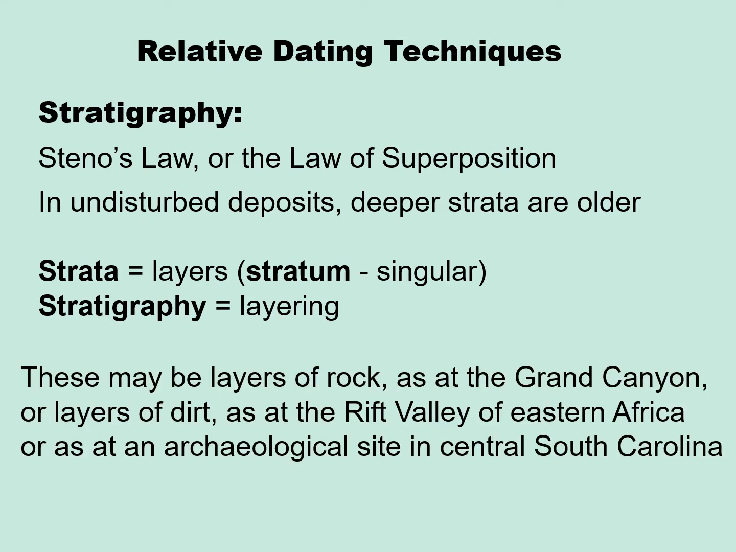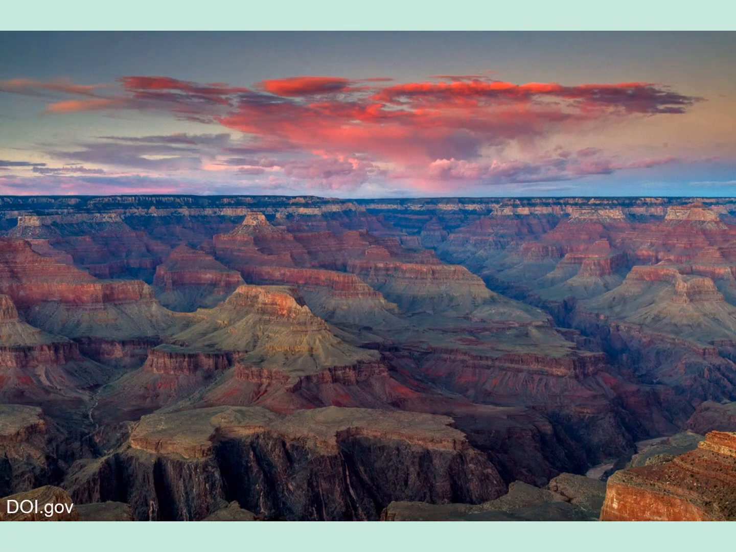These layers may be layers of rock, as you see at the Grand Canyon, or layers of dirt, as you see at the Rift Valley of Eastern Africa, or even as you see at an archaeological site in central South Carolina. Let's begin with the layers of rock that can be seen at the Grand Canyon.